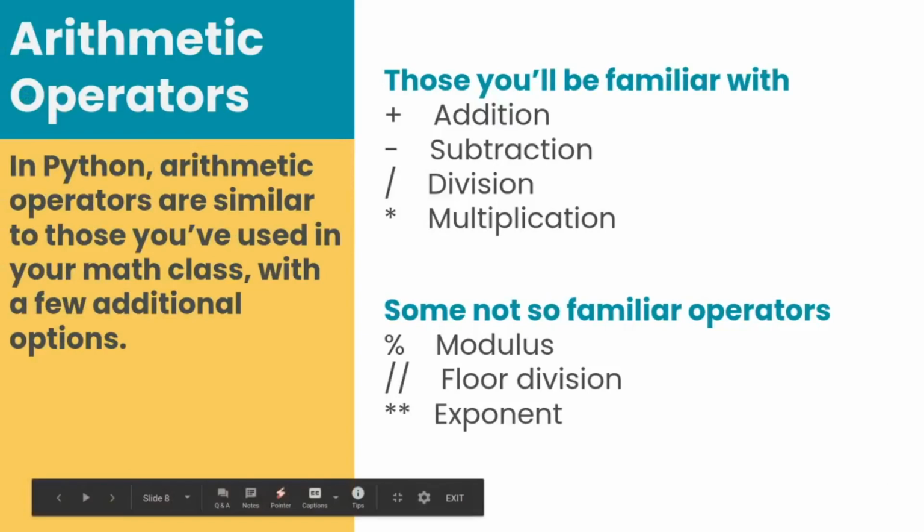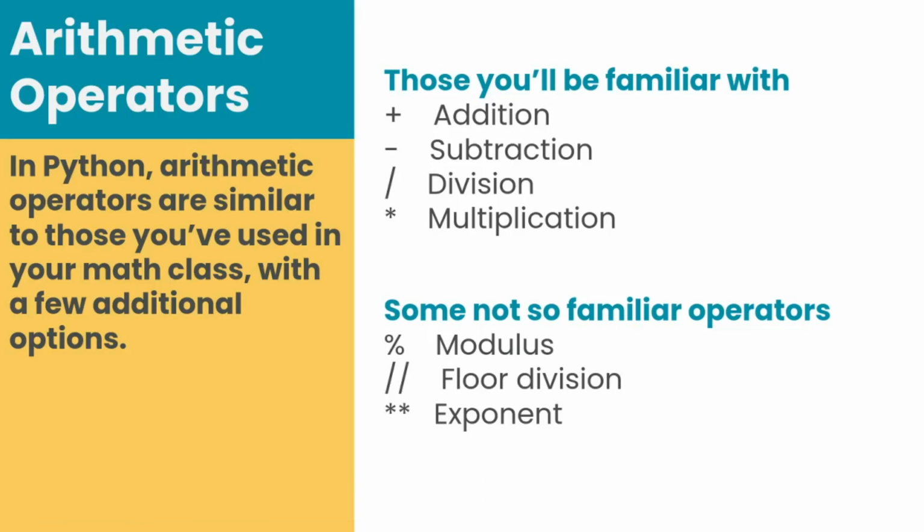All right, we're back with arithmetic operators. Arithmetic operators are just operators that let you do any sort of mathematical type stuff. So they're similar to what you've seen in math class, but we've got a few additional options in this case, and we'll talk about those in just a minute. But we're going to look first at the ones you're more familiar with. So we've got addition, subtraction, division, multiplication.